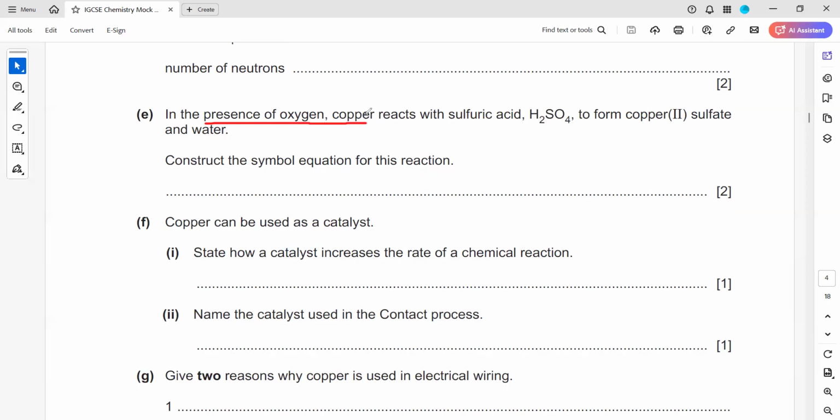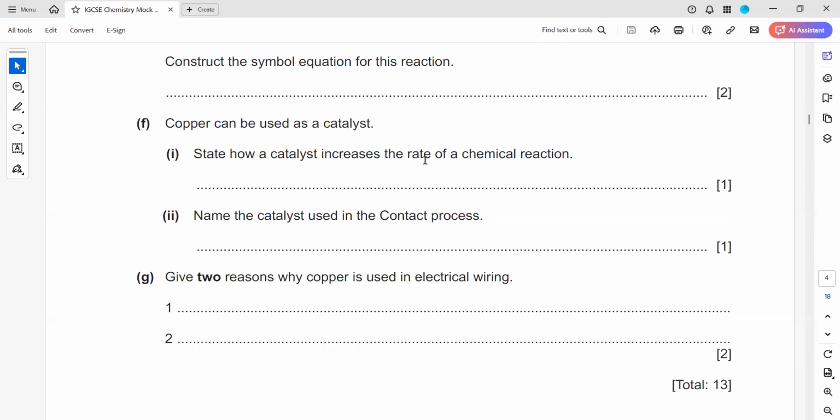So if they say this reaction happened in the presence of light, you will just write UV on the arrow, because you don't have a formula for the light. But if they say the reaction happened in the presence of oxygen, it means oxygen is a reactant. If they specify any substance, then it will be a reactant.